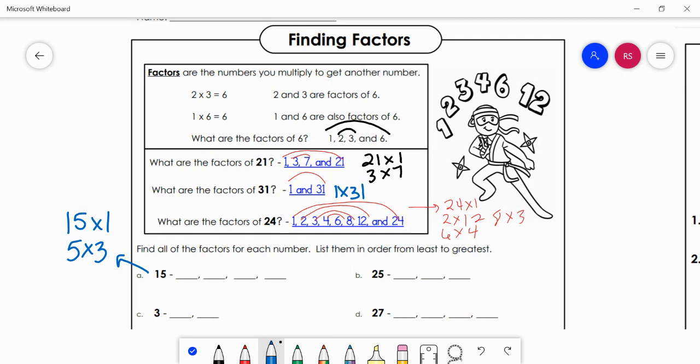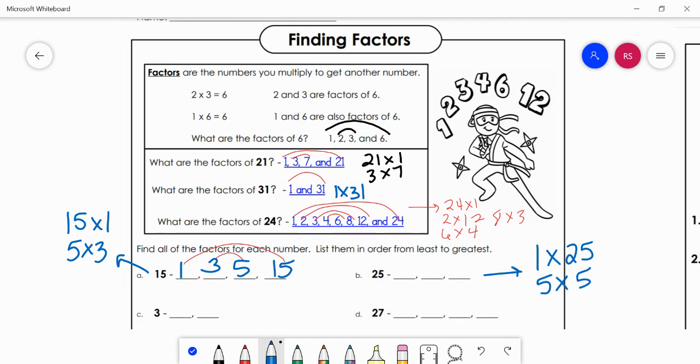So here is where I need to start listing them. Personally, here's how I like to list them. I can either just look at my numbers and put them from least to greatest, or I could use the rainbow method. I know that 1 times 15 gives me 15, and I know that 3 times 5 gives me 15. They're in order from smallest to largest, and they all match up. All right, let's look at 25. We have 1 times 25, always. What else multiplies together to give us 25?